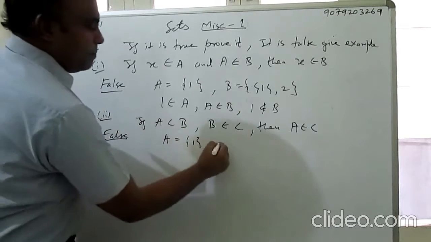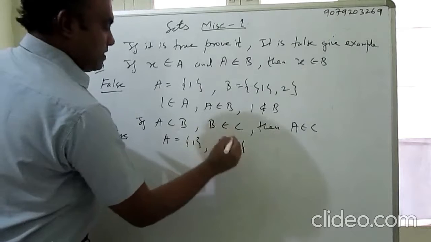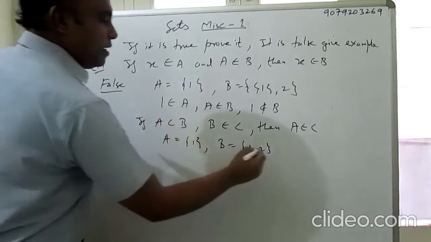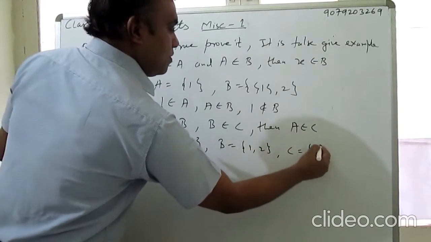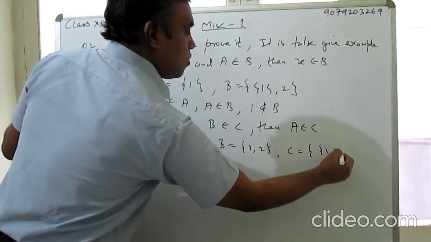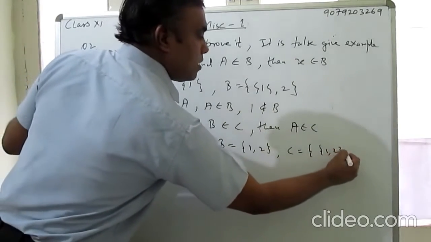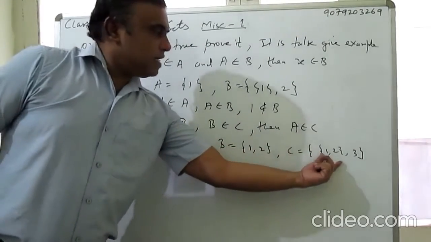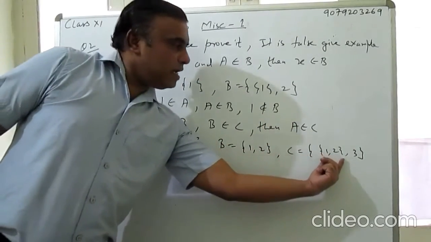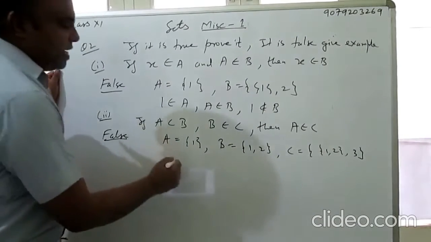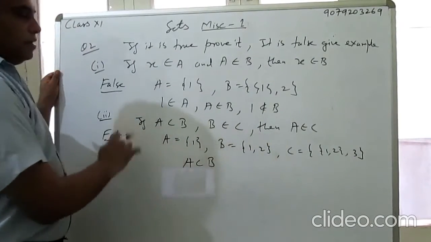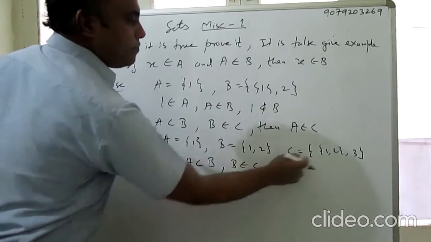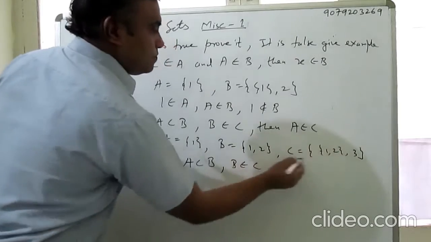A लिया {1}, B ले लीजिए कोई सेट {1, 2}. So A is a subset of B हो गया. And C कोई सेट लीजिए {{1, 2}, 3}. So {1, 2} अपन ने क्या किया, एलिमेंट के रूप में पूरा B सेट ले लिया. So here you can say that A is a subset of B. B belongs to C. Here B belongs to C भी हो रहा है. {1, 2} belongs to C.